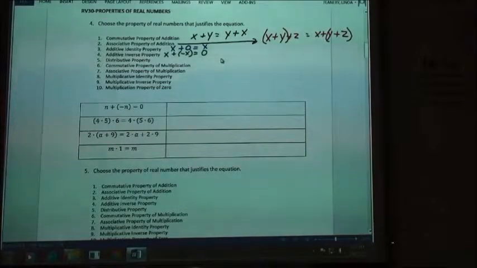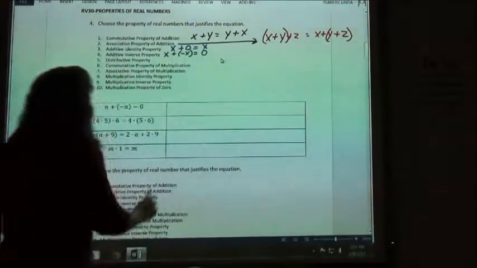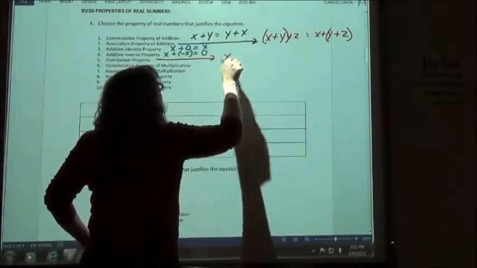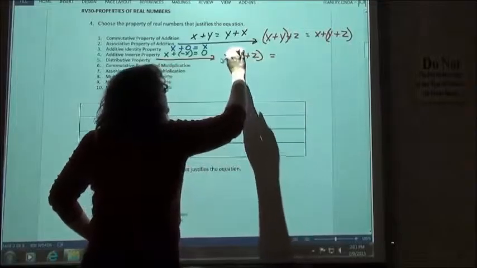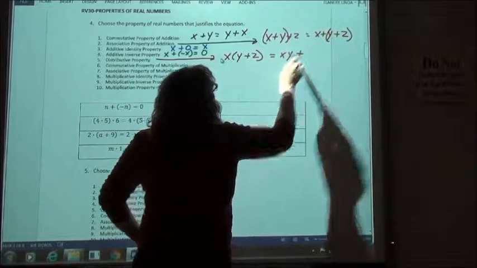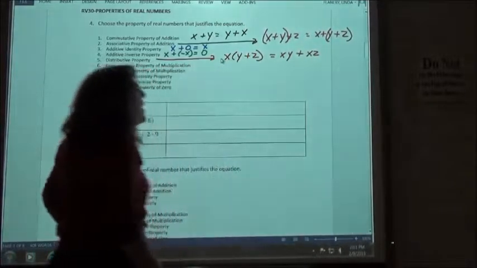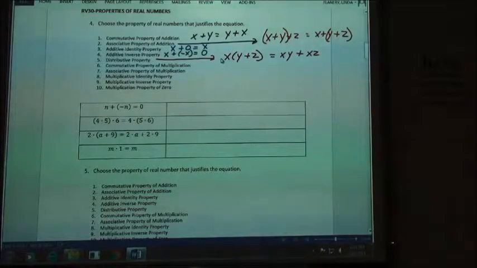Today, we added the distributive property. We said the distributive property was used to remove the parentheses. So if I have something like x times y plus z, we end up taking the x times the y, so xy, plus the x times the z, xz. And we've gotten rid of the parentheses by using our distributive property.